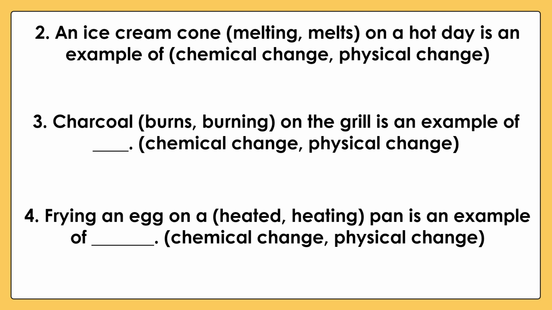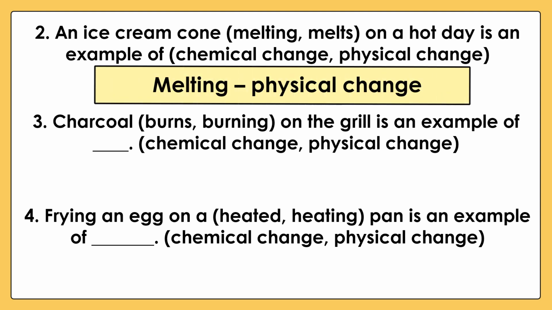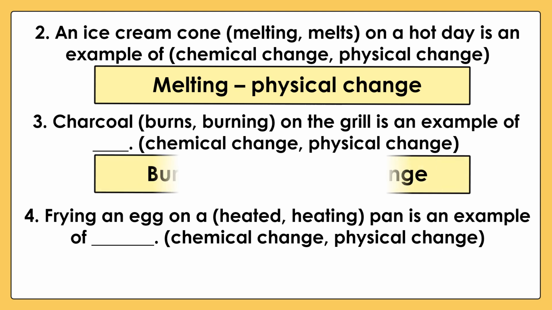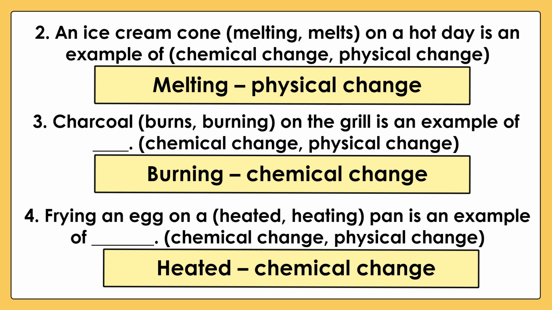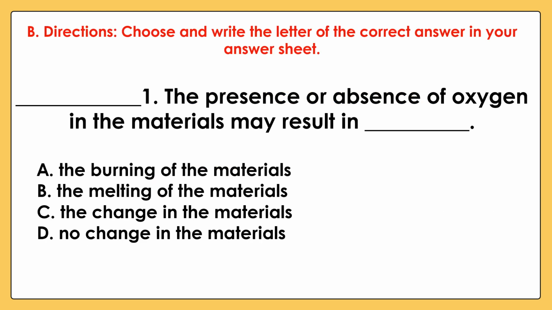Number 2. An ice cream cone melting on a hot day is an example of physical change. Number 3. Charcoal burning on the grill is an example of chemical change. And number 4, frying an egg on a heated pan is an example of chemical change. Good job, kids!